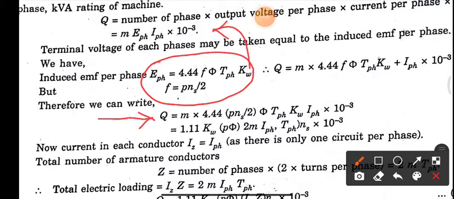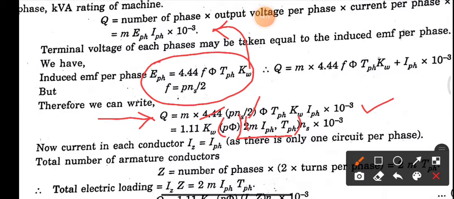Now when we replace all these things in our equation number 1, we get an equation that reads Q is equal to M into 4.44 P ns by 2 phi TPH kW IPH into 10 raised to the power minus 3. Now we will arrange these terms in a specific way, because there are certain quantities we have already learned, and we can replace them in this equation. This 2 cuts, and then 2M IPH TPH will be remaining, and P into phi we have clubbed together here.